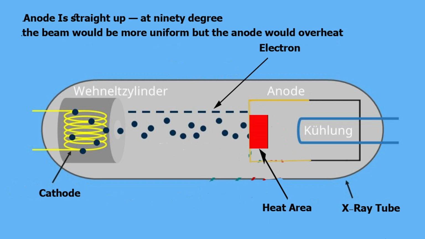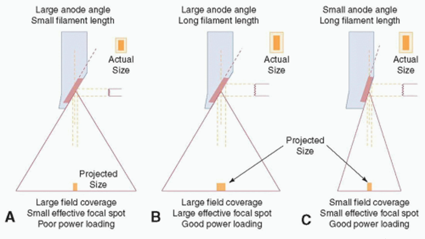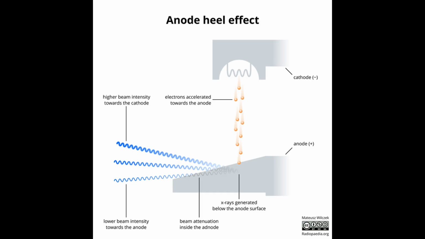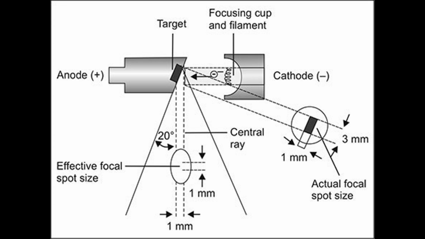If the angle were too small, say less than 5 degrees, X-rays toward the anode side would travel through more material, be absorbed more, and create an uneven beam. This unevenness is called the heel effect, which is also explained in X-ray sources, 125 years of developments. So the 6 to 20 degree range is a carefully chosen compromise, sharp enough for high-quality images, spread heat efficiently, and keep the heel effect within acceptable limits.